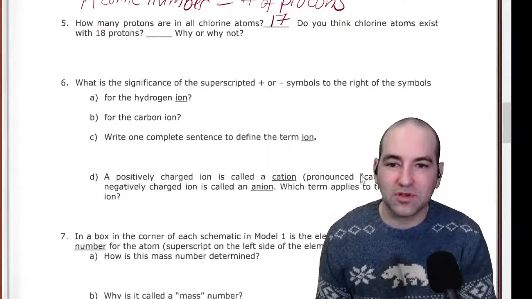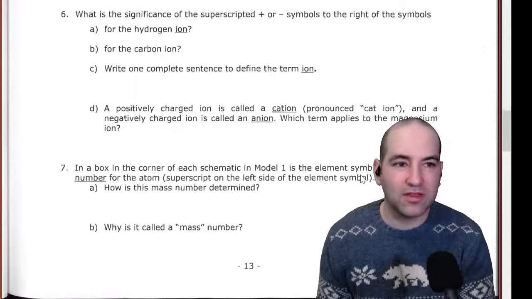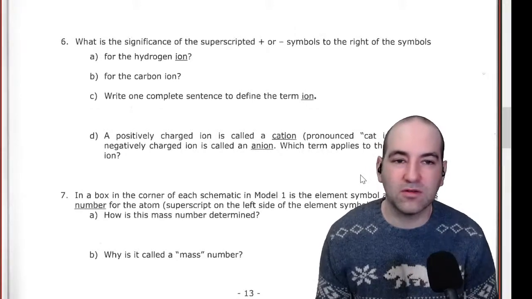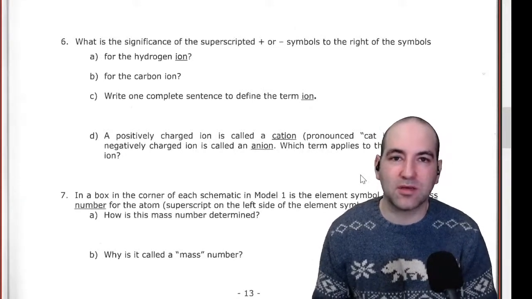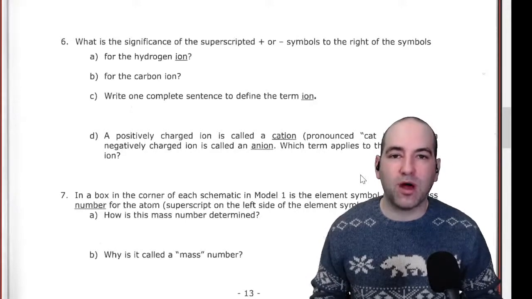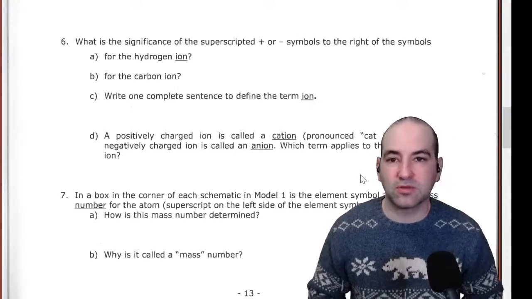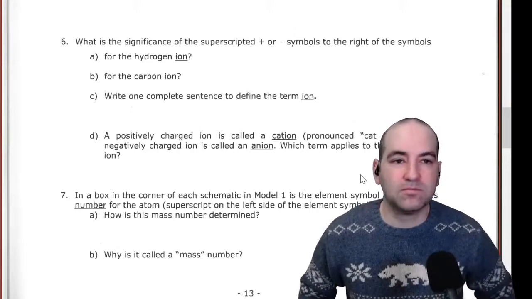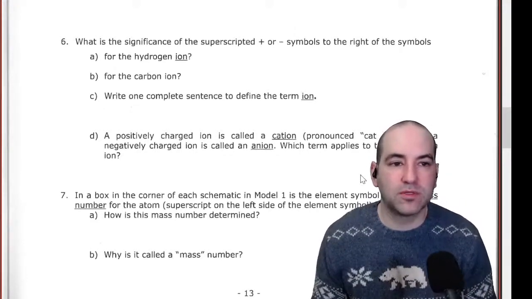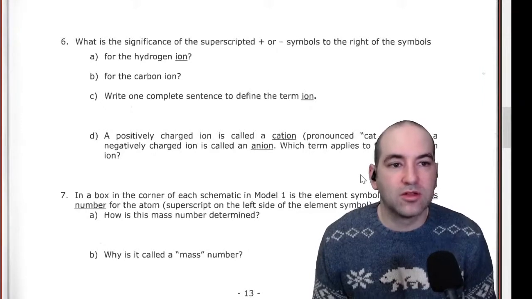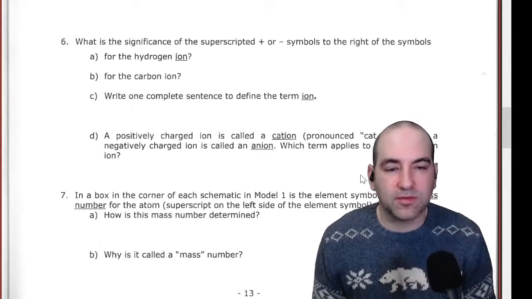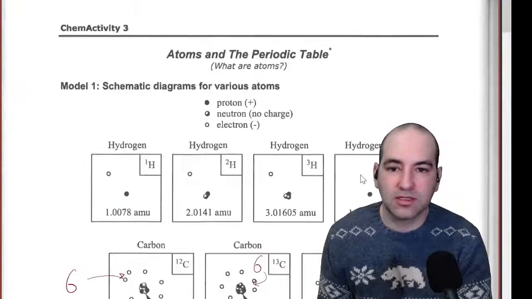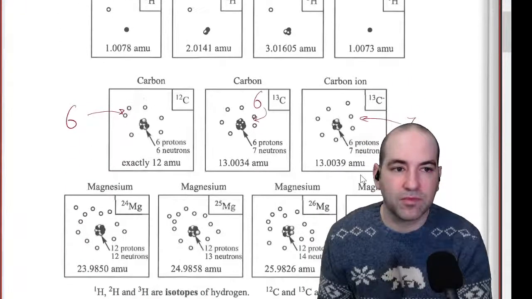All right, so you can get the sense of how this type of activity is meant to flow. You look at the models, you figure something out, and then you come up with a broader general rule that really explains what's going on here. All right, so let's look down at the next one here. What is the significance of the superscripted plus or minus symbols to the right of the symbols for hydrogen and carbon? So let's go back up and find those plus and minus symbols on hydrogen and carbon.